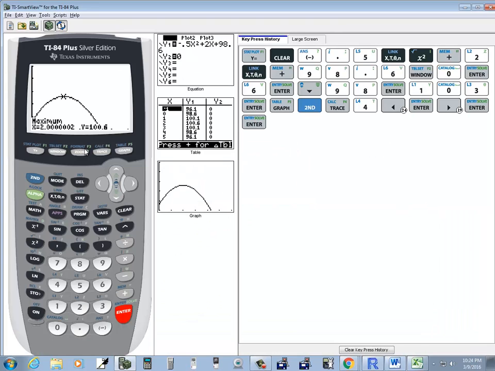Now be sure, after you're done with this, to do zoom and choose 6 to set it back to your standard viewing window.